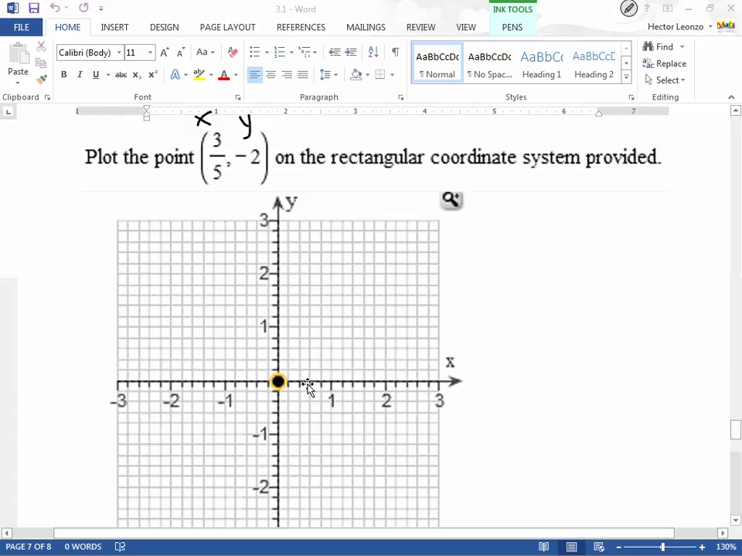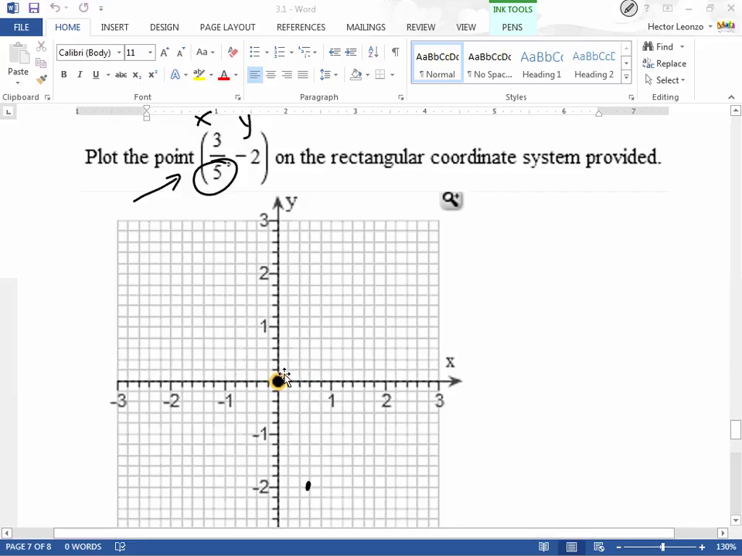Now, for the -2, don't go just down 2 squares, go down all the way to -2. So you're looking at this point. Notice that between every whole number there are 5 little squares, and the reason is that 5 at the bottom. If I had a 7, for example, at the bottom, there would be 7 little squares between each number. So you have to go 3/5.